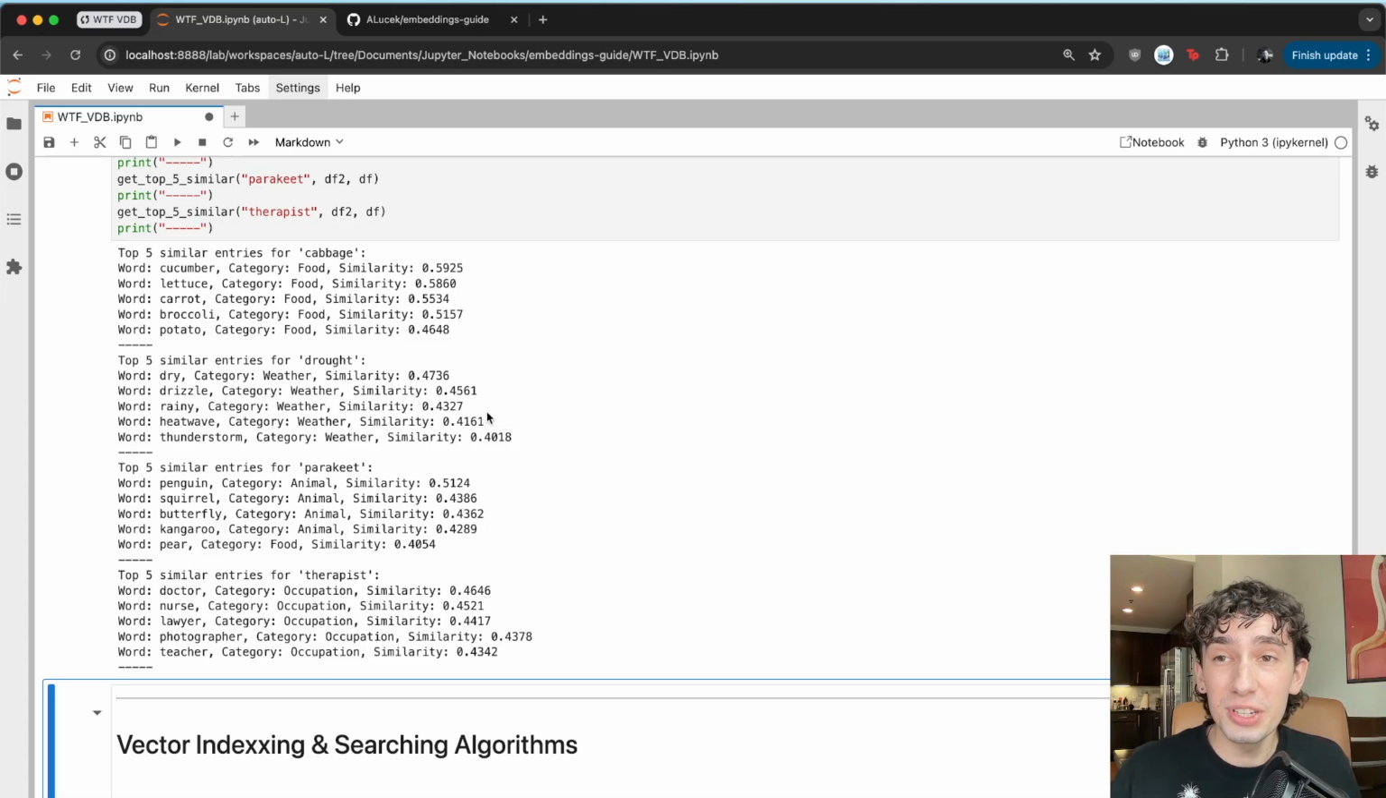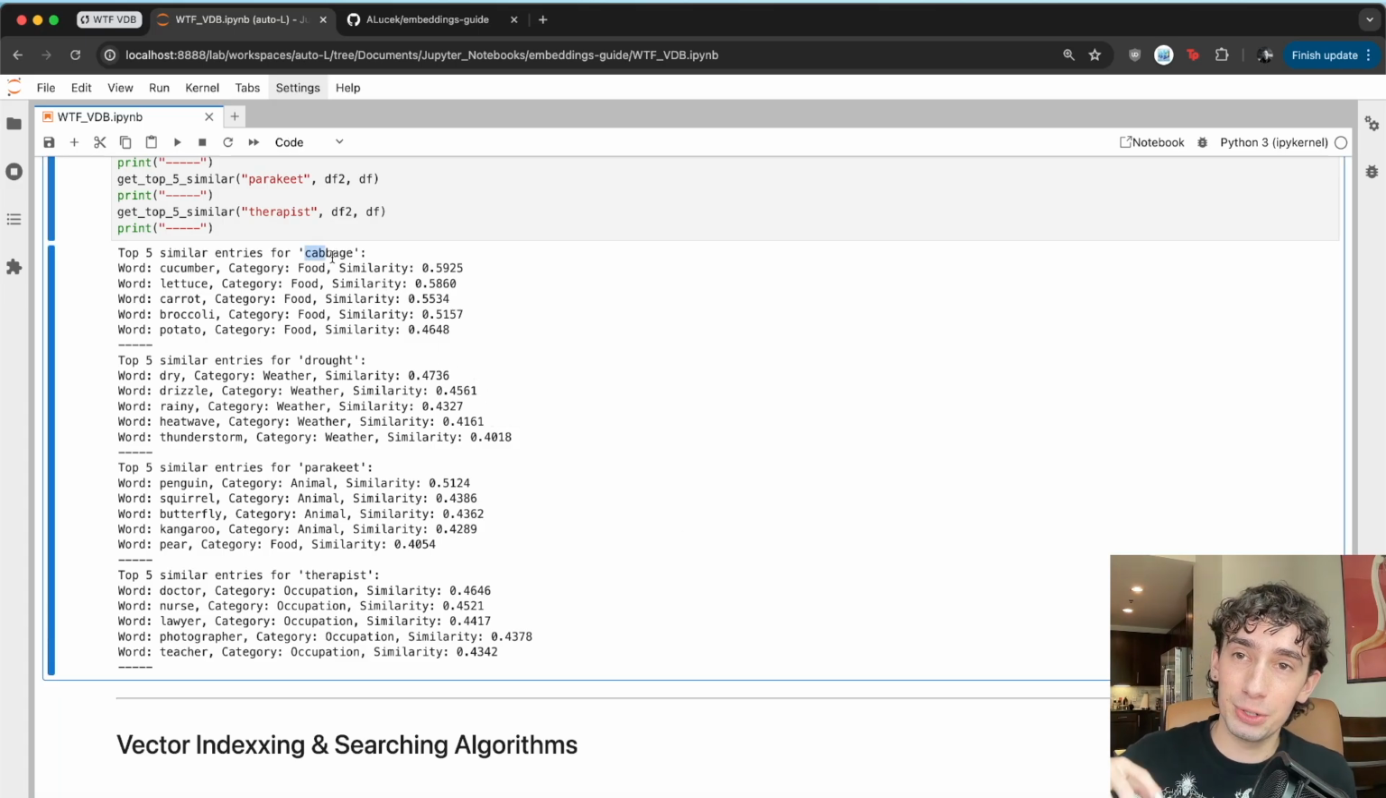And so what we see now from the output is that when doing the calculations with cabbage, the food most similar that lies within our very rough representation of a vector database would be cucumber, followed by lettuce, followed by carrot, broccoli, and potato. Of course, some of these are going to fall off as we reach that 5th word, as it's a very limited data set of only about 25 entries per category here.